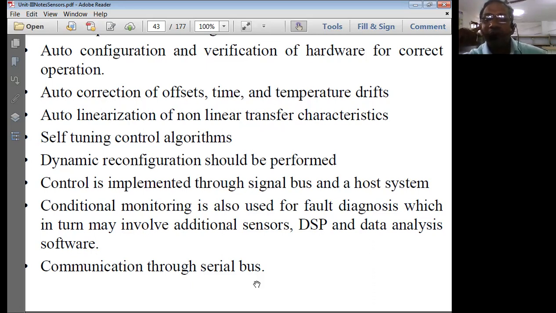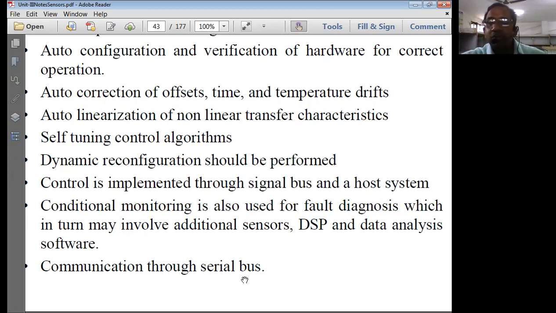Therefore, conditional monitoring has to be done continuously in the network for the sensors. That means sensors are going to involve additional sensing operations. They have to compulsorily perform some digital signal processing applications. They have to implement some software programs to understand the diagnosis and to provide solutions to the problems that happen in fault diagnosis.